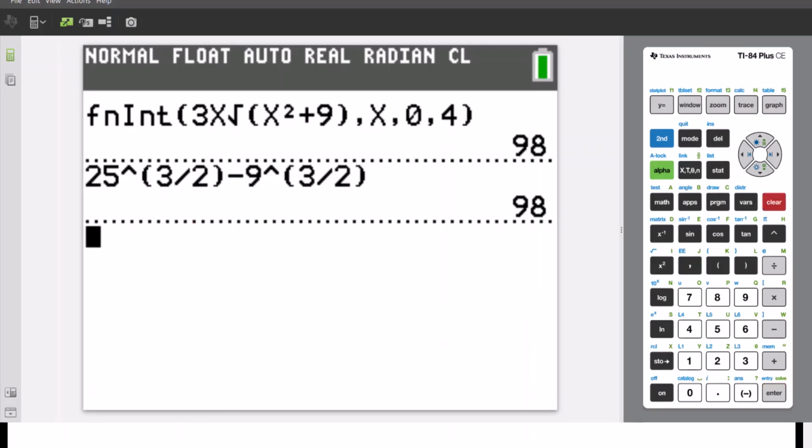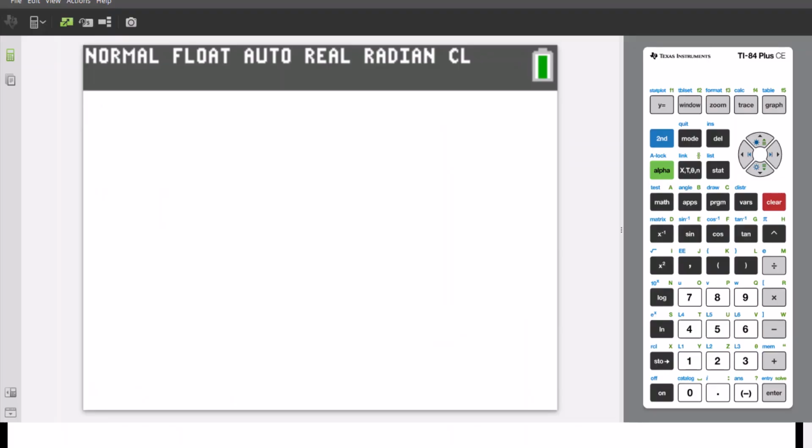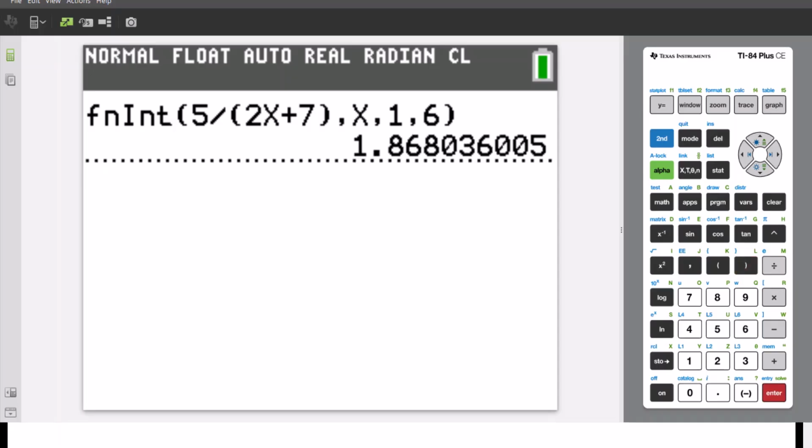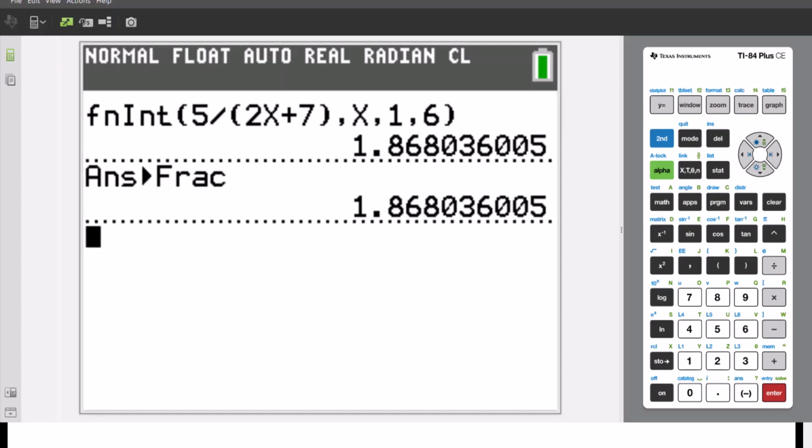So here we go. I'm going to go to my calculator and type in math 9 and just add the expression first. My expression has a denominator with multiple terms, so make sure you use parentheses. So 2x plus 7, close parentheses, comma, x, comma, lower bound, comma, upper bound. And so as you can see, it's going to give you a fraction, and even if you try to do math 1, it's going to give you a decimal, and it won't turn it into a fraction no matter what you do, because the answer obviously has ln's.